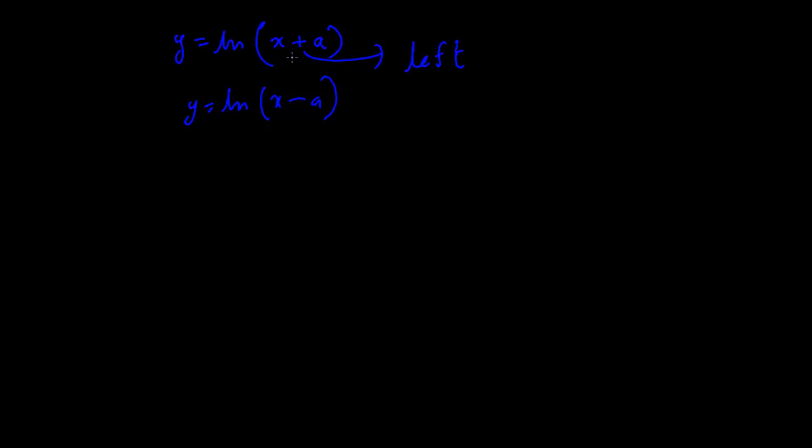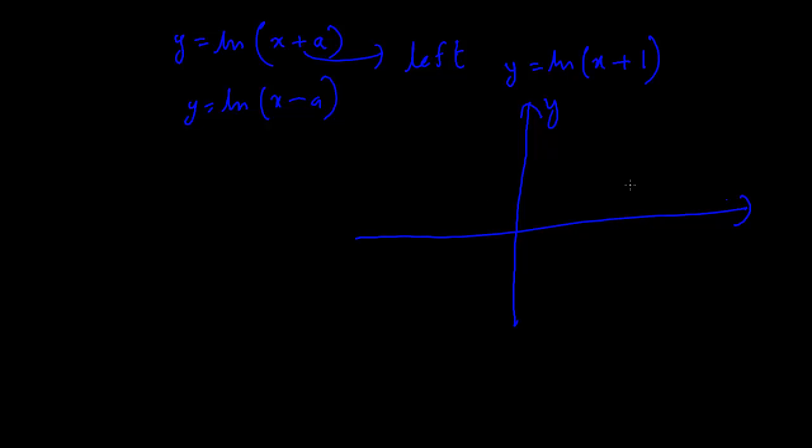If some number is added, for example y equals ln x plus 1, what would happen? If this is the y-axis and this is the x-axis, the asymptote, instead of being at 0 on the x-axis, would be over here. It has shifted by 1 unit towards the left. It would pass through the origin in this particular case, because it was previously passing through 1. So if it shifts 1 unit towards the left, it would pass through the origin.